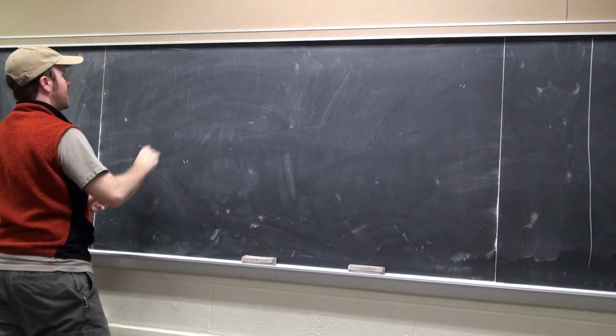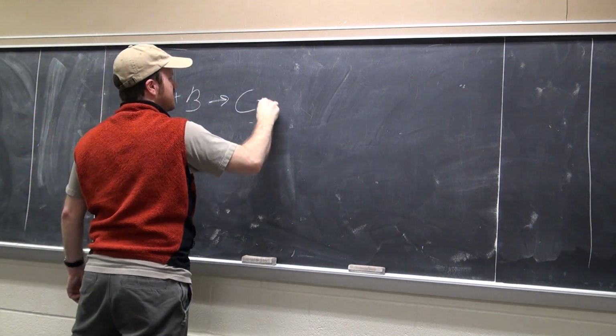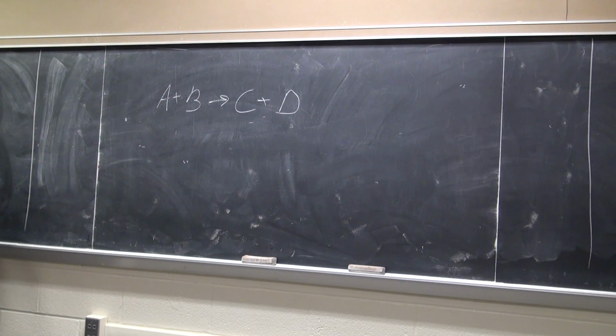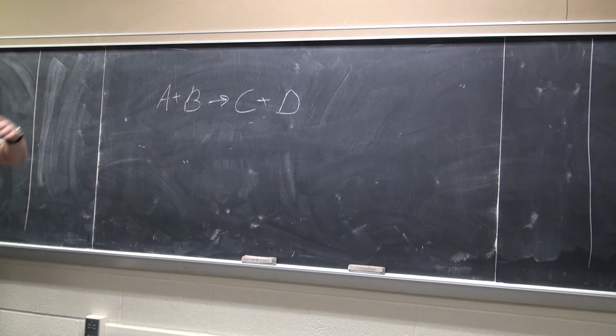So say you have A plus B goes to C plus D. You're trying to figure out the order of the reaction. Do you know from just looking at this equation what the order is? No, you don't know. So you can't figure it out. If I just give you this and say, what's the order of the reaction? You can't do it. You need data, or you need some extra hints.